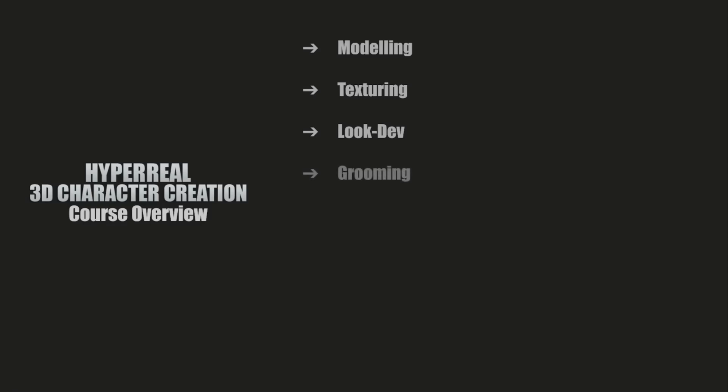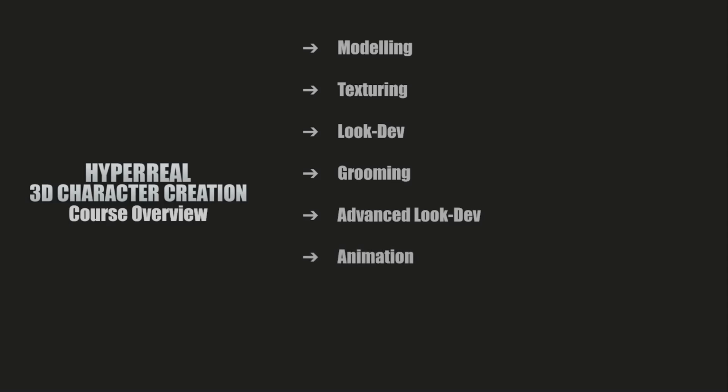For grooming, we'll be doing all of our hair work in XGen. This includes the head hair, of course, beard, eyelashes, eyebrows, peach fuzz, etc. In advanced look dev, we'll be taking all of our materials, including the hair, and we'll be finessing it and pushing it to a higher quality. And I'll show you guys some really cool tips and tricks to get a really high level of detail.